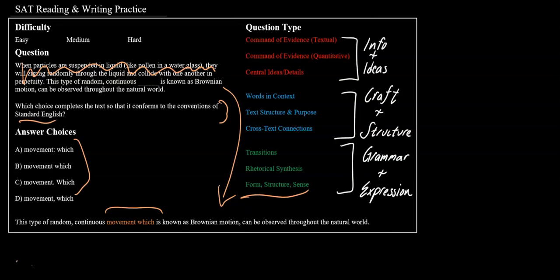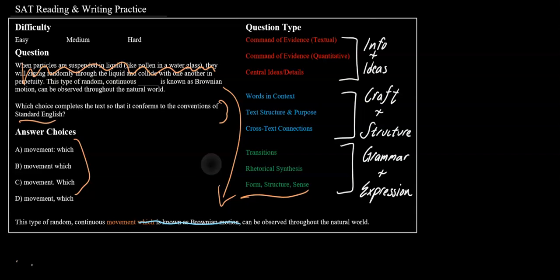The orange section is the section that we need to edit. Alright, answer choice A. This type of random continuous movement, which is known as Brownian motion, can be observed through the natural world. Now, we take a look at the sentence and we see that this part here, starting with which and ending with motion, can be discarded. We can just make the sentence, this type of random continuous movement can be observed through the natural world. And that would make sense. It would be grammatically correct.